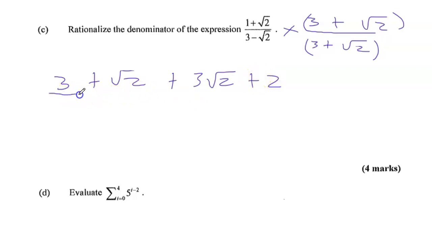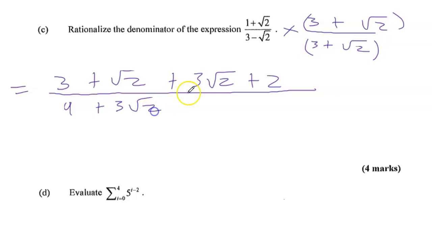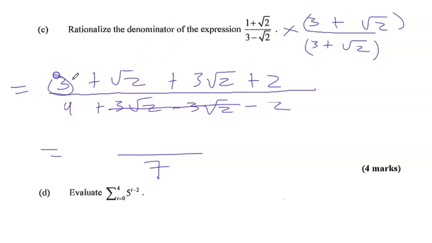All over the denominator, 3 times 3, that's 9. 3 times root 2, that's 3 root 2. Negative root 2 times 3, that's negative 3 root 2. And negative root 2 times root 2, that's negative 2. So the two middle terms will cancel. So the denominator here is 9 take away 2, which is 7. And in the numerator, we group like terms, 3 and 2, that's 5. And we have 1 root 2 plus 3 root 2, that's 4 root 2.